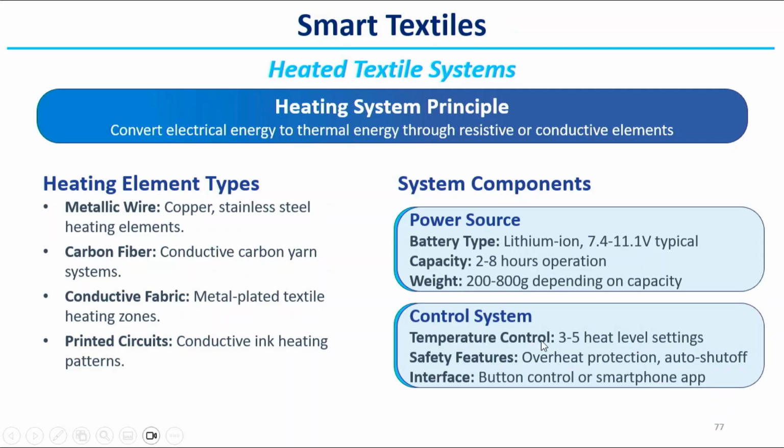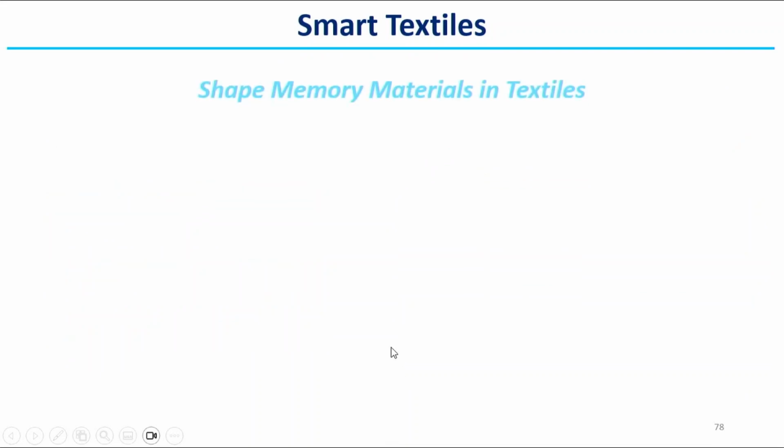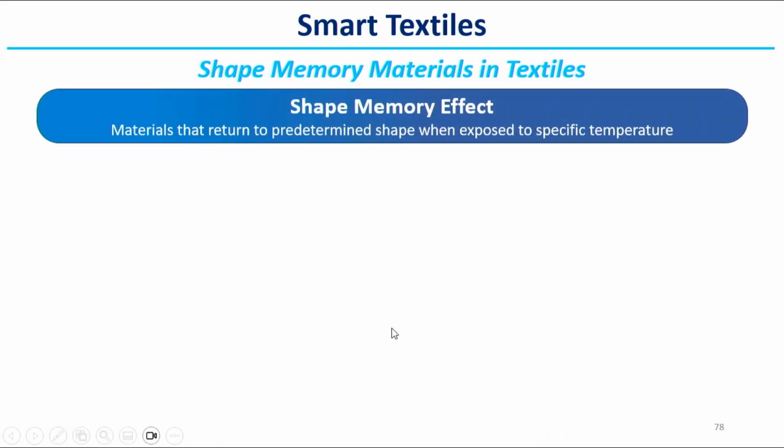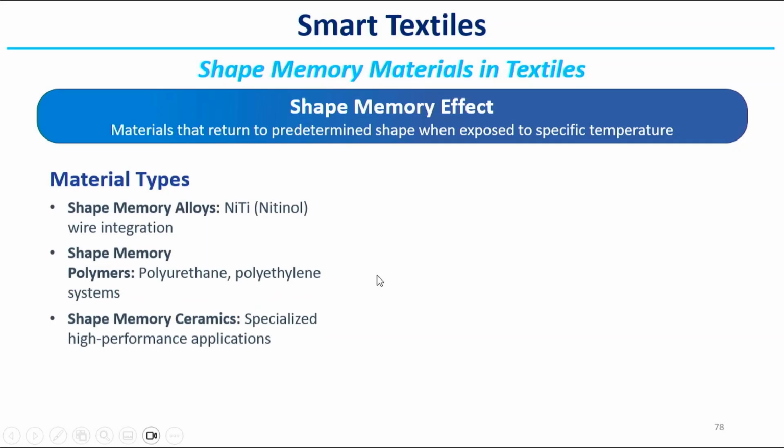So, temperature control, so 3 to 5 heat level setting. So, different types of controls are there. Now, shape memory material in textiles, which controls both the shape as well as the temperature regulation it can do. So, material types, shape memory alloy, then shape memory polymers are there, and shape memory ceramics. There are different types of materials are used.